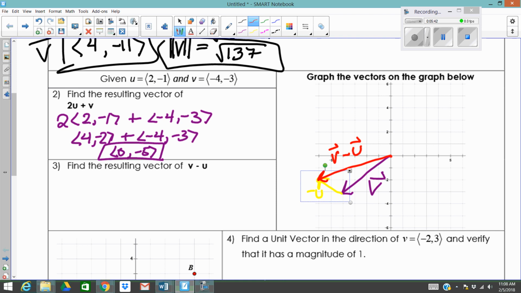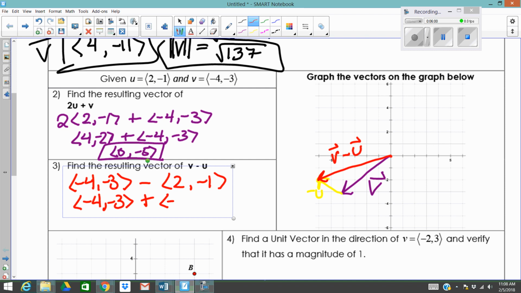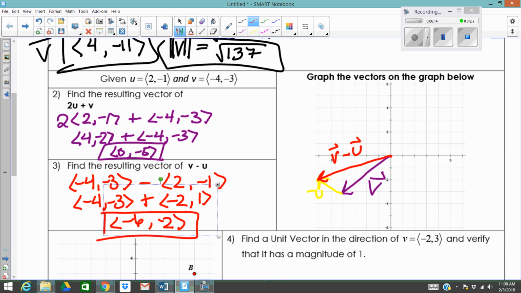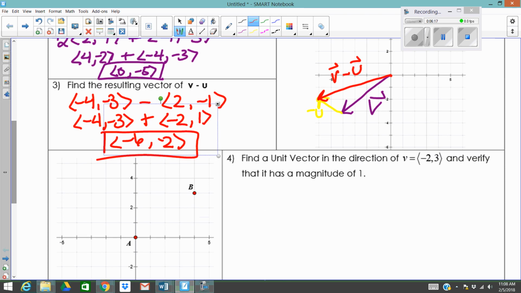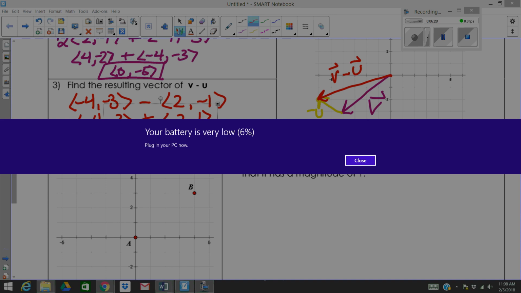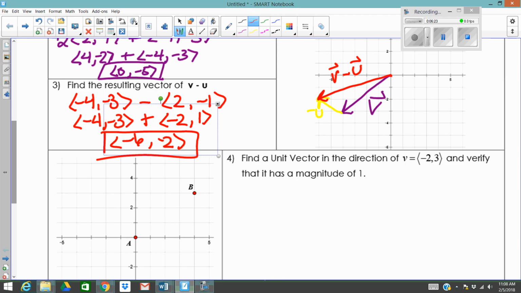So graphically, I got my vector. Algebraically, I'm going to take vector v, which is -4, -3, and subtract vector u from it, which is 2, -1. So that's the same thing as doing vector v plus the opposite of vector u, or -6, -2. And if we verify, that is in fact that vector. Horizontal component of -6 and a vertical component of -2. I have zero preference whether you do these algebraically or do them graphically, but it is important that you understand how to do it both ways.